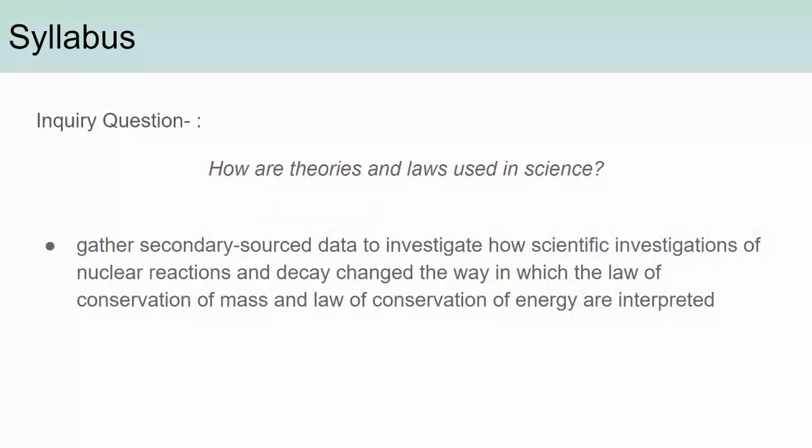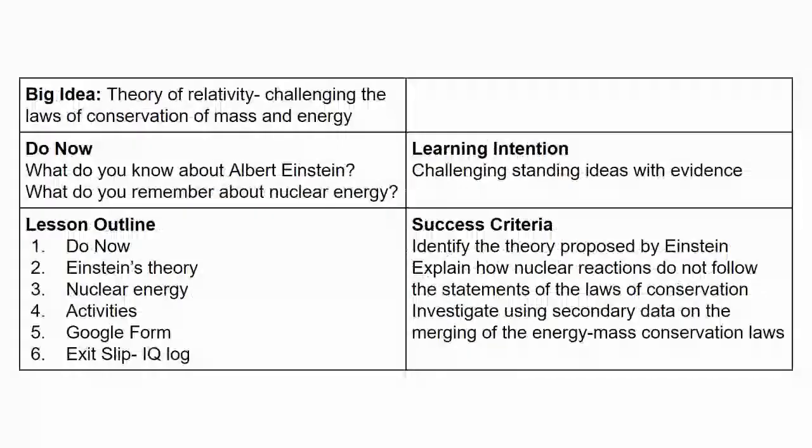So the reason why I got you to think about Albert Einstein and nuclear energy is because we're still answering our final inquiry question of how are theories and laws used in science, but we're going to be looking at how nuclear reactions and decay change the way in which the law of conservation of mass and energy are interpreted. So far, we've looked at how laws and theories change over time due to new evidence. But what we're looking at today is what happens when we record information that challenges what we know, and it's the only anomaly for that law. So our learning intention is to challenge standing ideas with evidence.